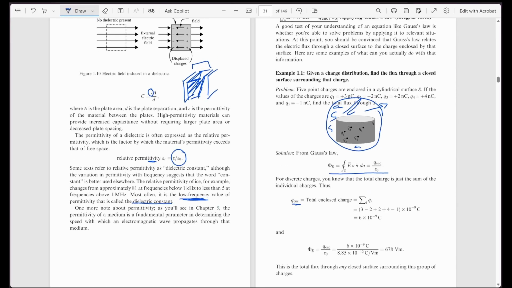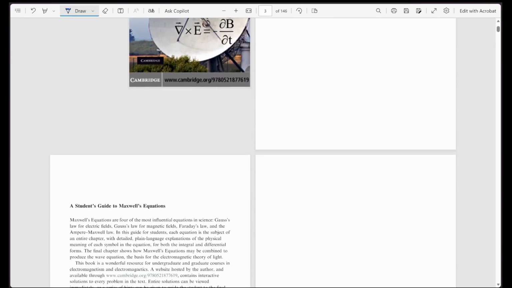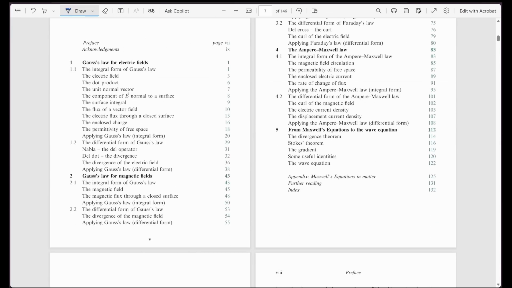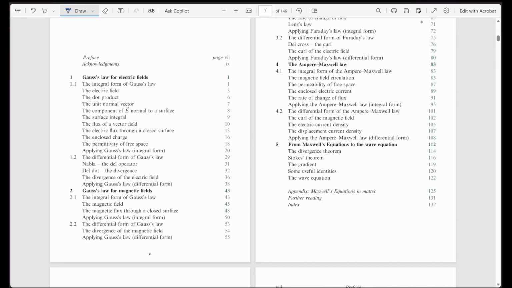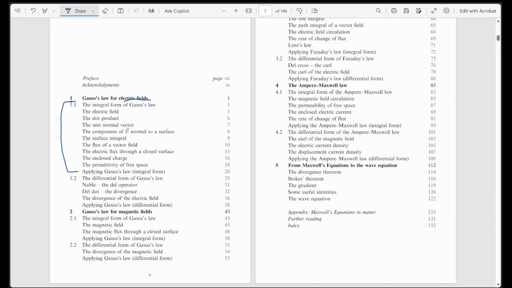So this was the first video, the first part of this book. So let's see what we read. There are 4 Maxwell's equations, and in this video we looked at the integral part of Gauss's law for electric fields. In further videos, we'll complete reading the book and we'll learn about Maxwell's equations and the applications. In even further videos, we may go and explore electromagnetic fields from other books.